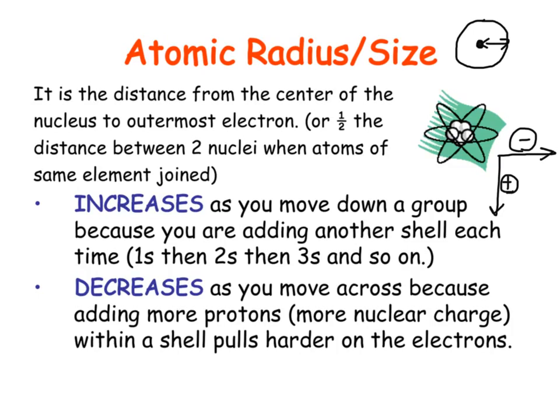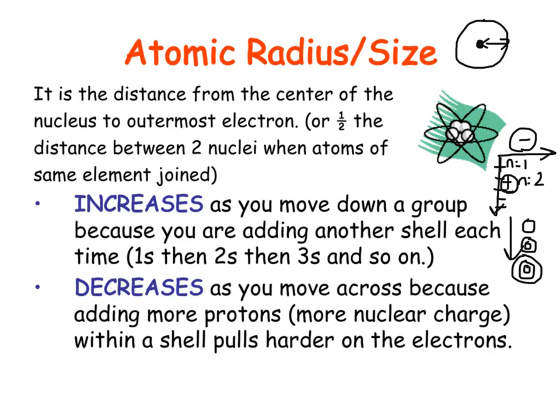Now, why does that happen? Well, as you're going down, we're adding a whole other energy level. For example, this is n equals 1. The next level is n equals 2. So if we look at them, this would be the atom. The one right below it would be bigger because it would have 2 energy levels. And the one below that would be even bigger because it would now have 3 energy levels, etc.